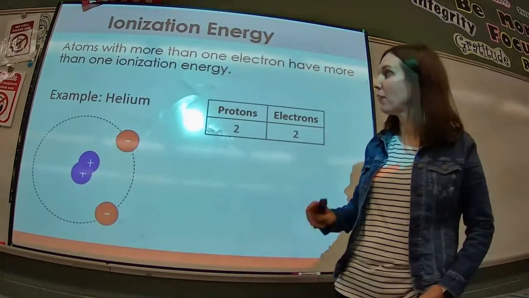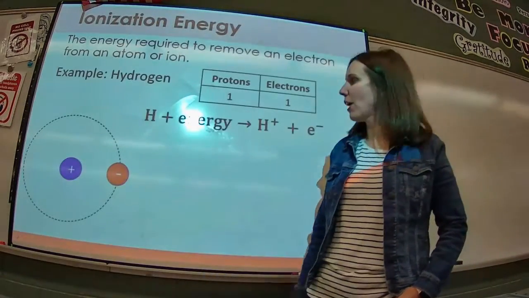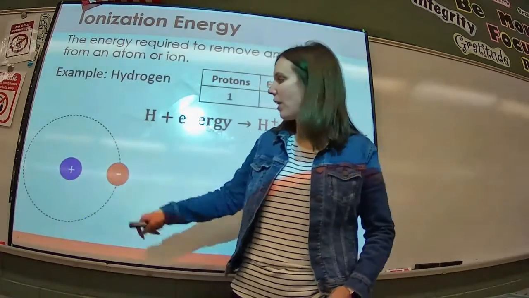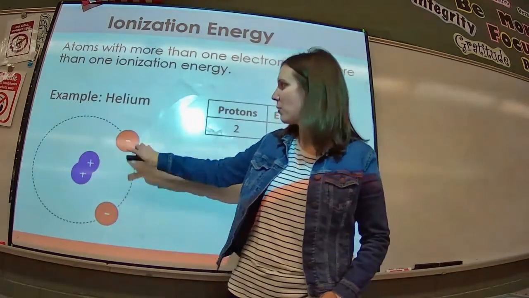So then, if we take a look, here is helium, and the difference between helium and hydrogen. Hydrogen has one proton, one electron. When we go to helium, we have two protons and two electrons.